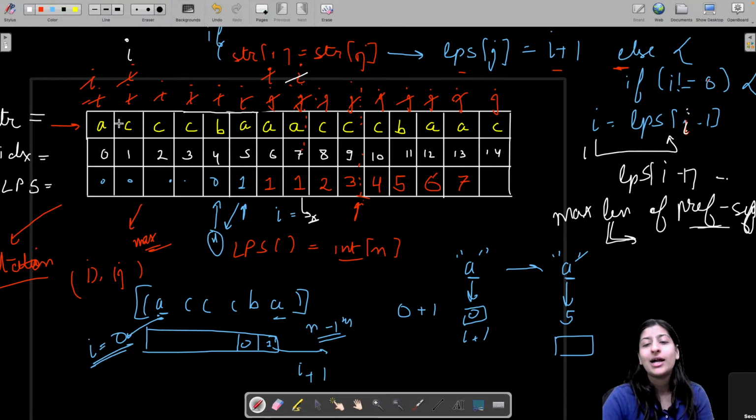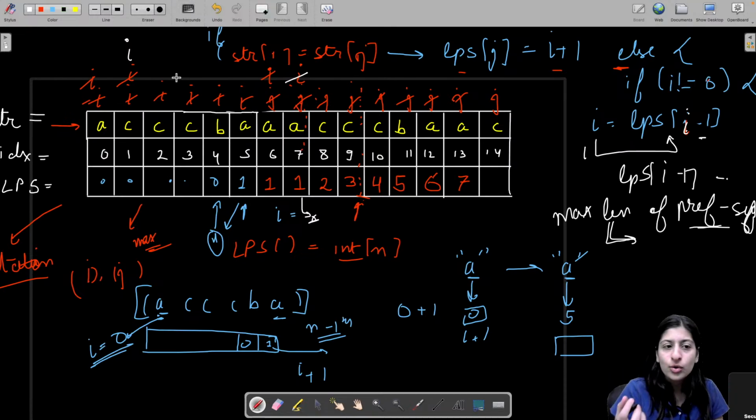Then you will move your I to the next pointer, then you will find a match. Why do things repeatedly? Rather move your I to LPS of I minus 1, which will tell you the next character you should try to match, and if you find that match, then it can be one of your lengths of longest prefix suffix.